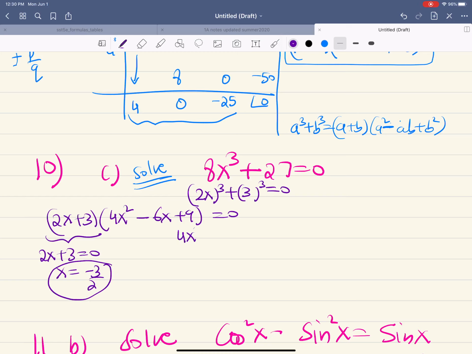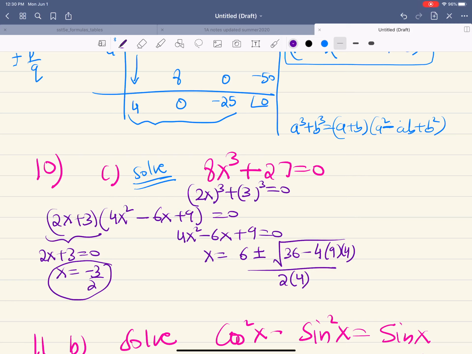I also need to set 4x squared minus 6x plus 9 equal to 0. And it's not factorable, I know that, so I'm going to go ahead and use quadratic formula again, which is negative b plus minus square root of b squared minus 4 times a times c, 4 times 9 times 4, divided by 2 times 4, which is 8.